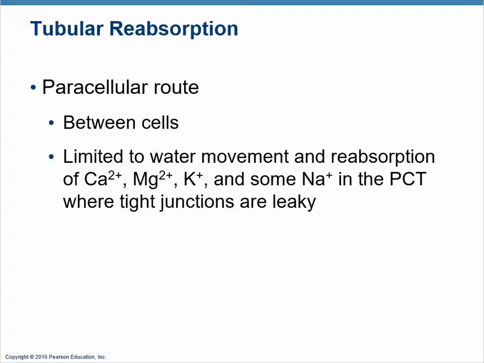But the paracellular route, it goes between cells. Now, mostly this happens in the proximal convoluted tubule, where the tight junctions aren't really so tight. And the only thing that really goes the paracellular route are water and some of the cations that are dissolved in the water. These cations, it's important because they can't cross cell membranes. They're electrically charged, so they're polar. So this is an easy route for them to go.